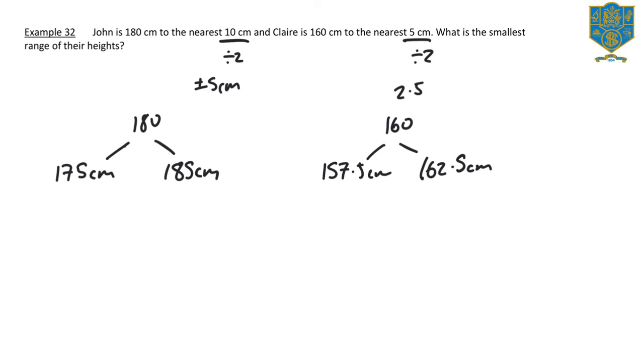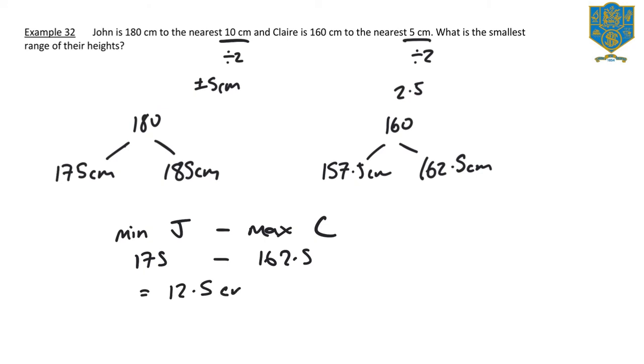So what is the smallest range? So range is largest minus smallest. And to get the smallest value, we're going to do the minimum of John minus the maximum of Claire. So that's going to be 175 minus 162.5. And that gives us 12.5 centimetres. And that's the smallest possible range between their heights.